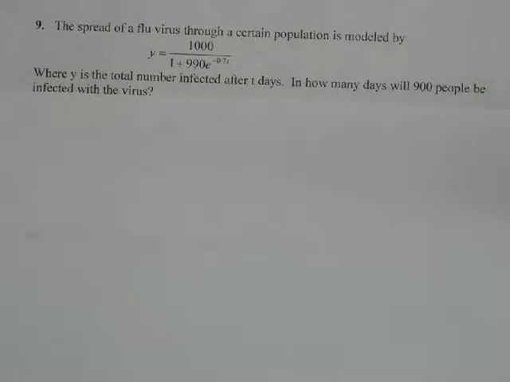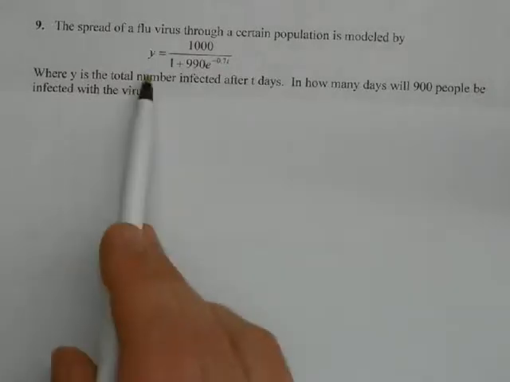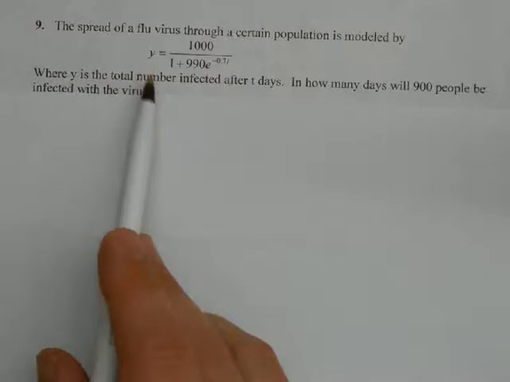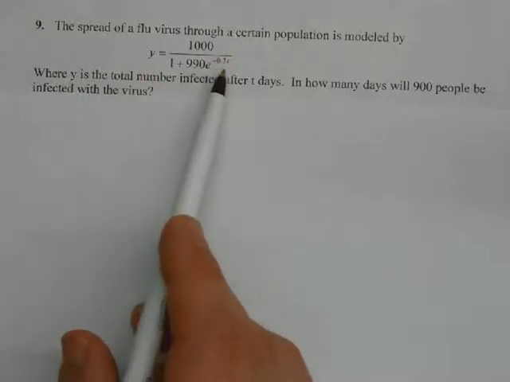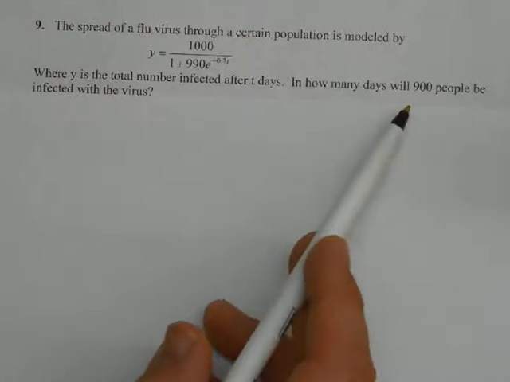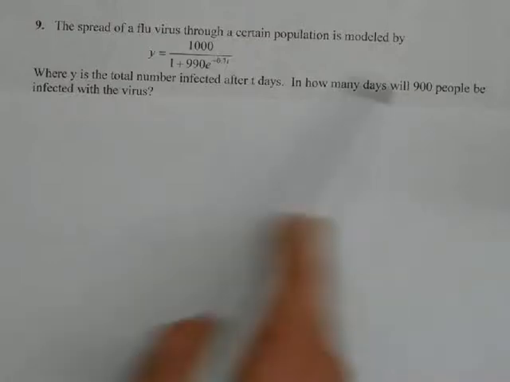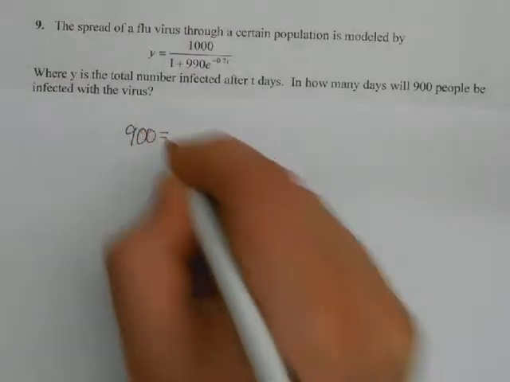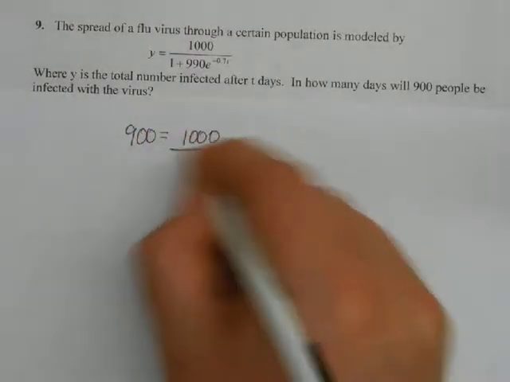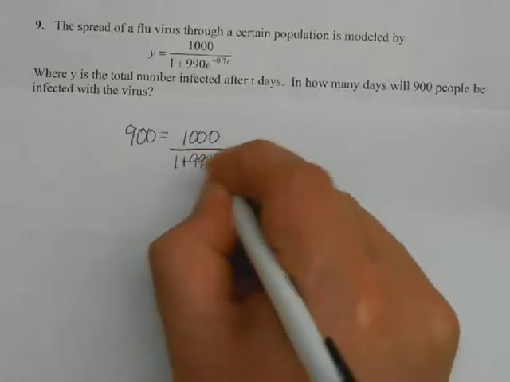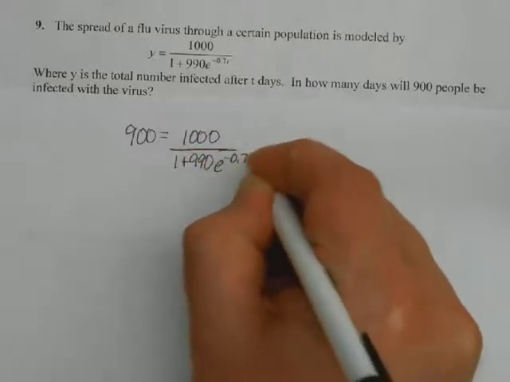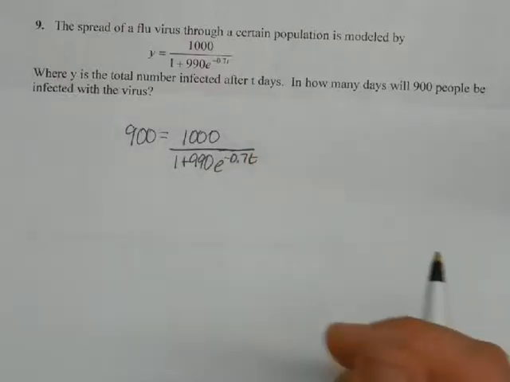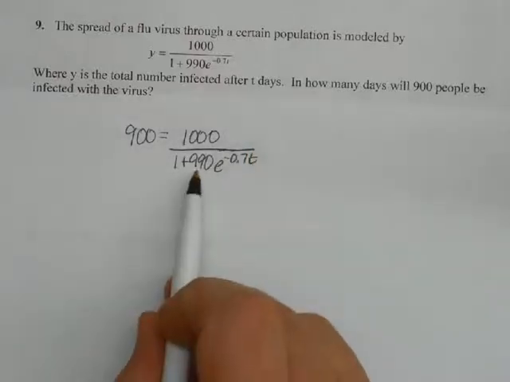Okay, number 9. We've got an equation that models the spread of a flu virus. Here's our equation. How many days will it take for 900 people to be infected? Well, that 900 is our y. So we're going to go ahead and substitute 900 into the equation. So my recommendation is to multiply both sides by 1 plus 990 e to the negative 0.7t.